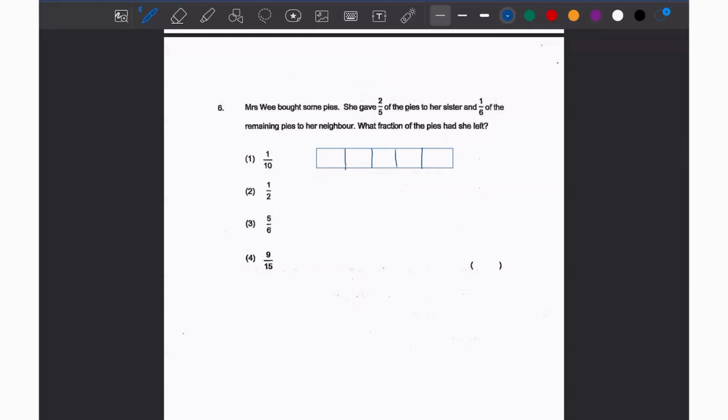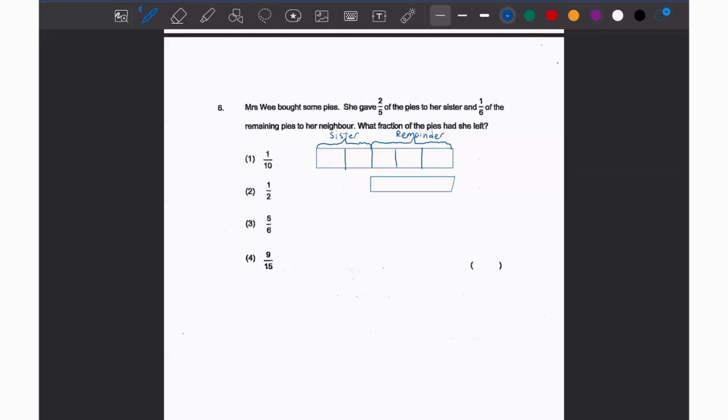You know she gave two of these boxes to the sister, so you can just label this her sister. And what you have here is the remaining, or the remainder. Okay. So what happens next? We gave a fraction of the remainder, right? So instead of working with the remainder here, we can do the drop-down model. So we redraw the remainder below.